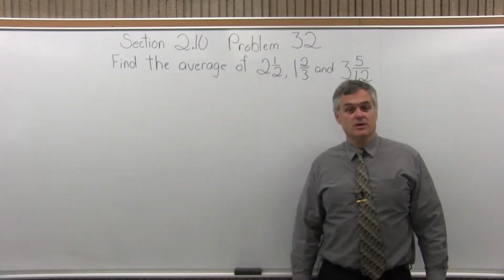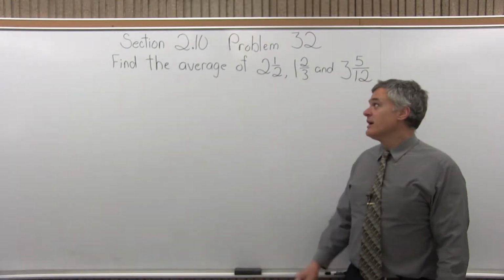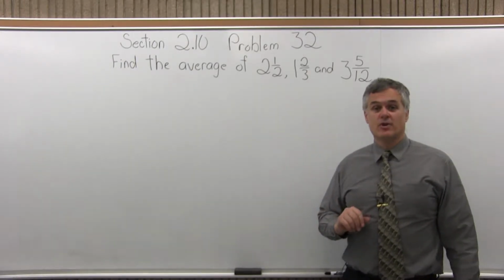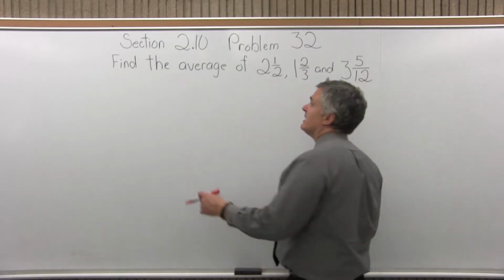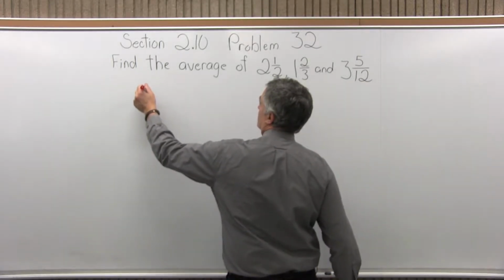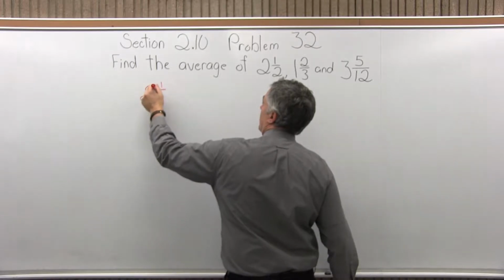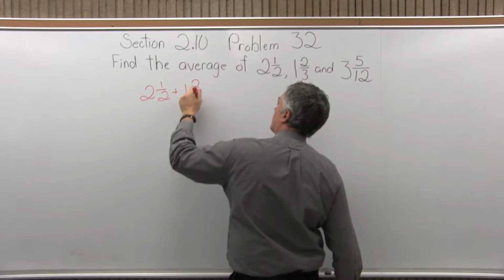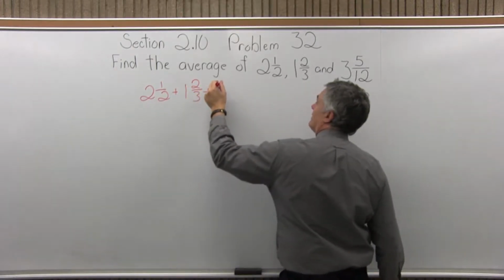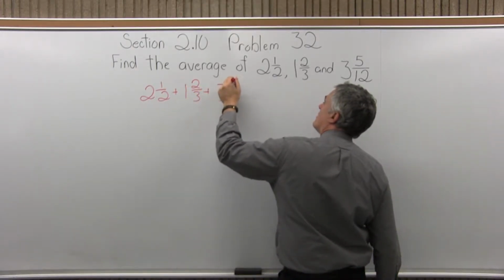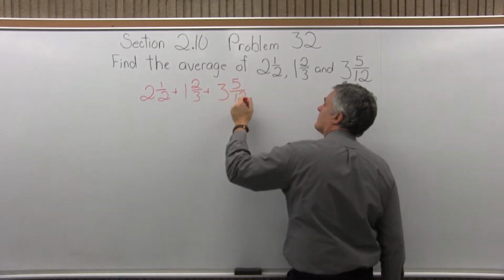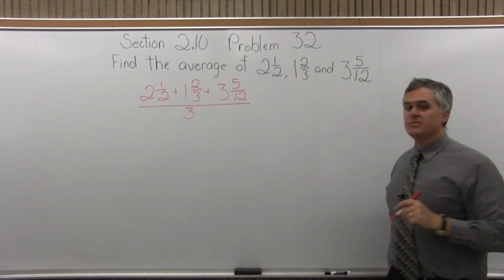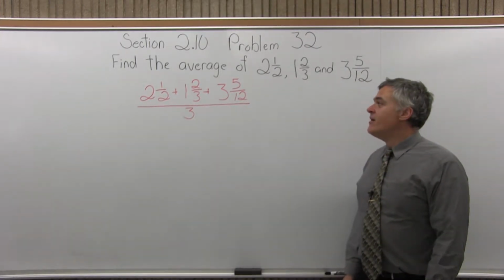This is Section 2.10, Problem 32. It says find the average of 2 1/2, 1 2/3, and 3 5/12. To find the average of three things, I have to add the three things together and divide by 3. So we'll add 2 1/2 plus 1 2/3 plus 3 5/12, and whatever that adds up to, I'm going to divide that by 3 because I have three things.